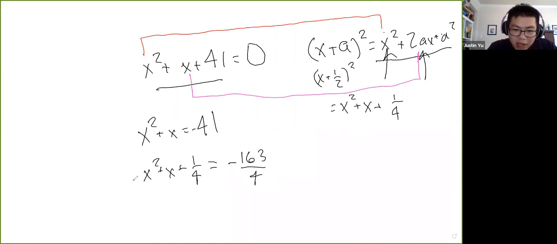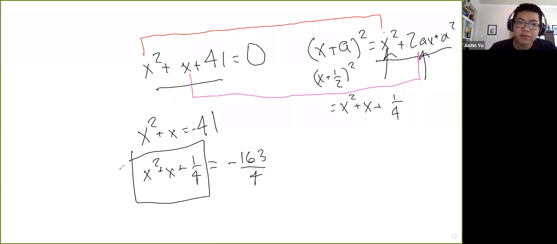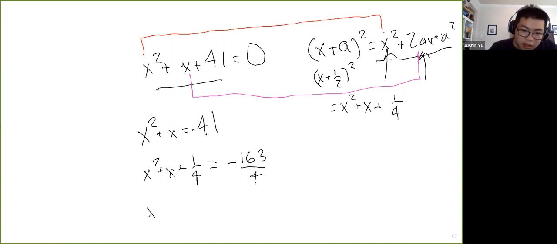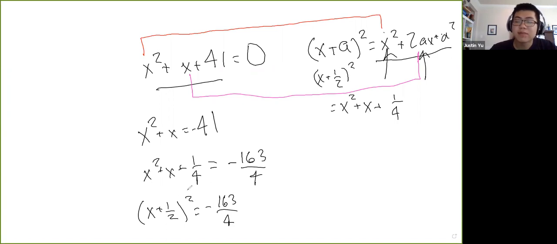Can anybody tell me how we can simplify this? Yeah, we can actually factor this, and we already know what the factorization is because we wrote it up here. X plus 1/2 squared is equal to negative 163 over 4. So what do we do with this equation? What is our next step?